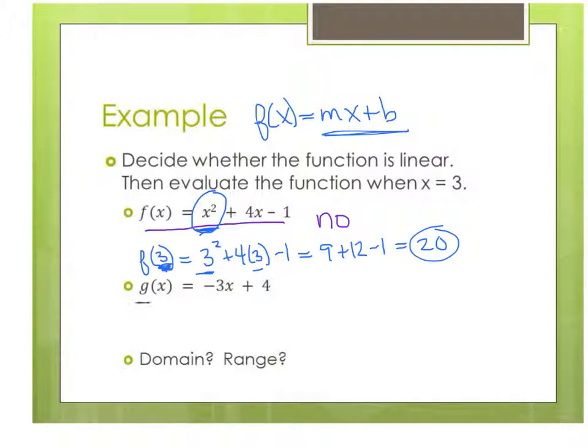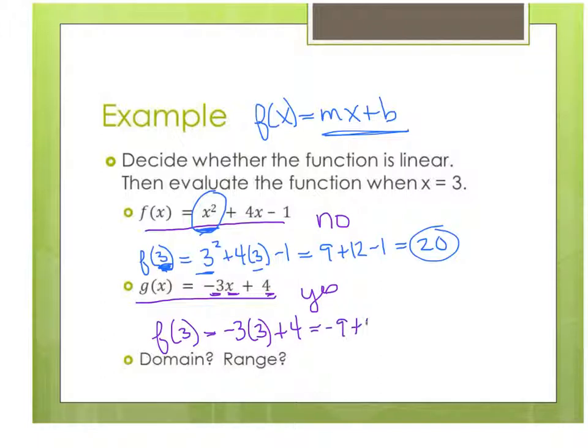What about g of x equals negative 3x plus 4? Is that a linear function? Yes, it is linear, right? We have mx plus b, and we can evaluate this for 3 as well. We get negative 3 times 3 plus 4, which is negative 9 plus 4, which is negative 5. So when you evaluate, you're just going to get a single number answer.